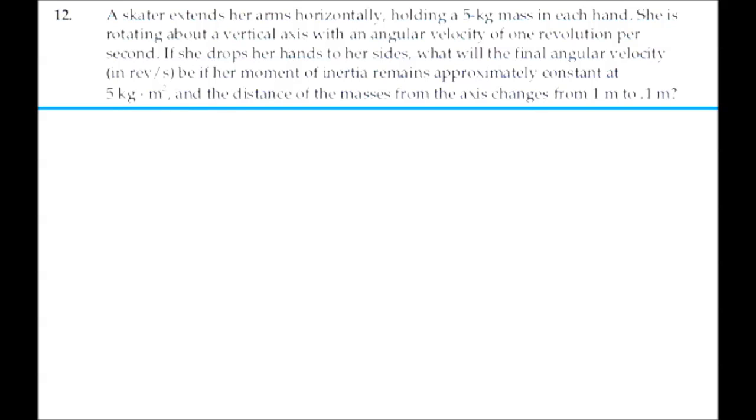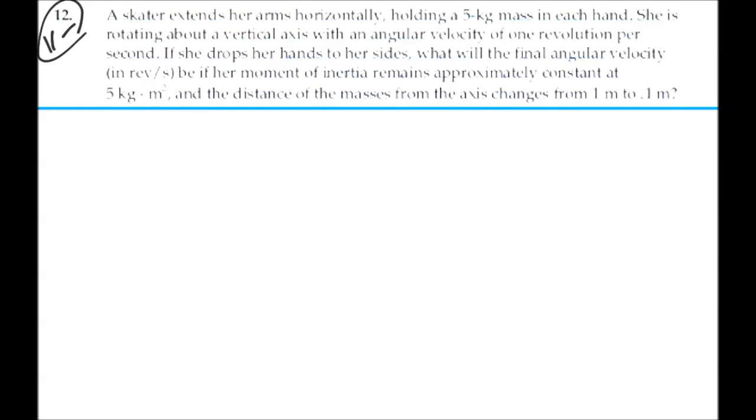Here's problem 11-12. The skater extends her arms horizontally, holding a 5 kilogram mass in each hand. She is rotating about a vertical axis with an angular velocity of 1 revolution per second. If she drops her hands to her sides, what will be the final angular velocity in revolutions per second if her moment of inertia remains approximately constant at 5 kilogram meters squared and the distance of the masses from the axis changes from 1 meter to 0.1 meters?